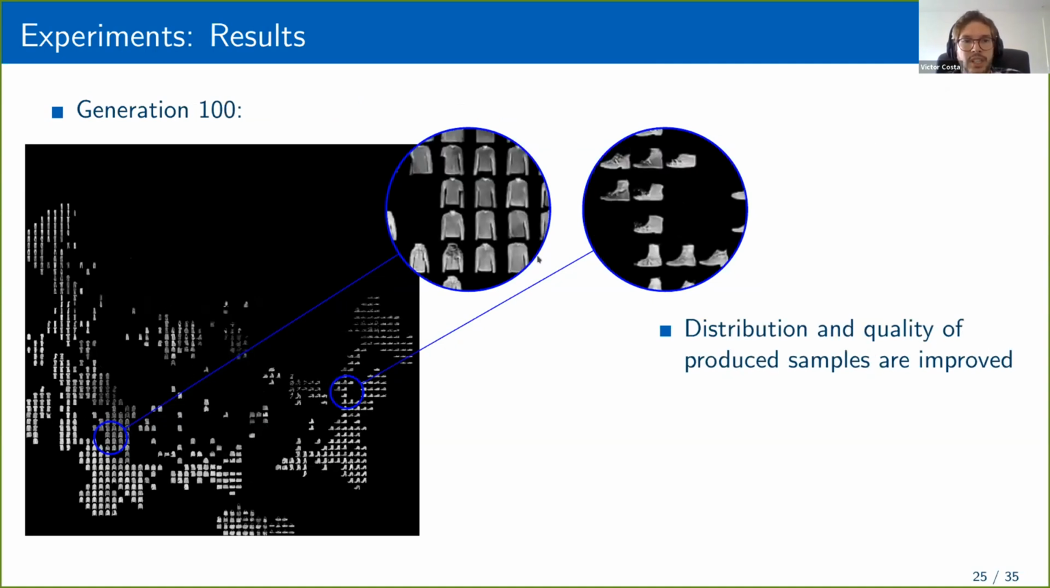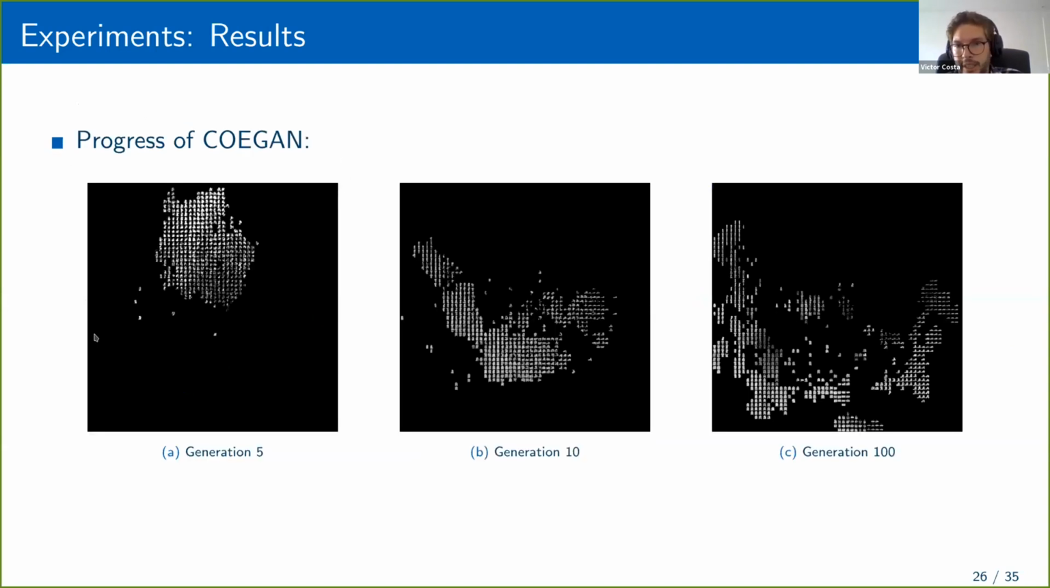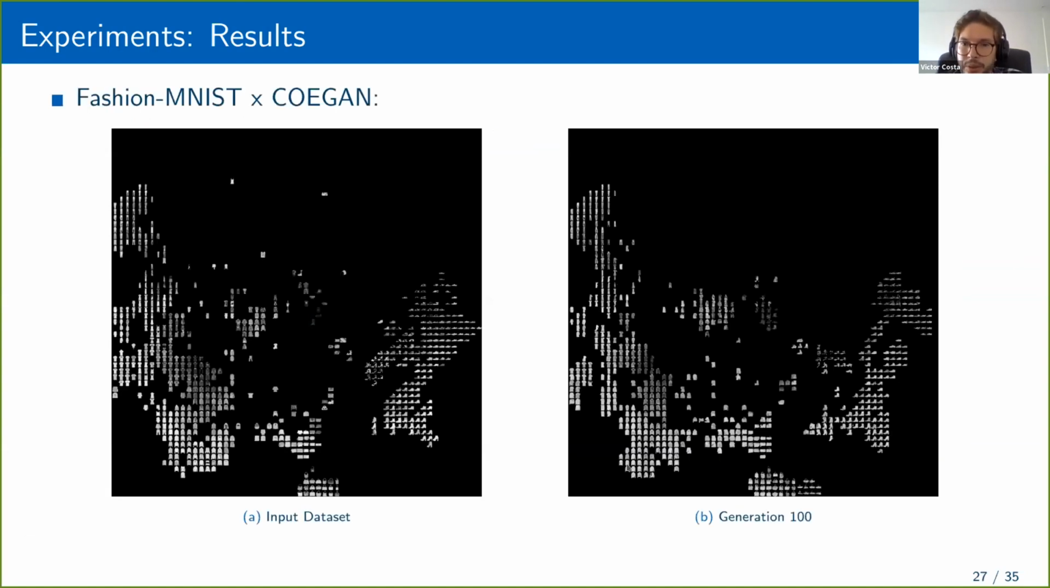And finally, in the last generation, we achieve good quality in the images, and also we can see that the distribution is similar to the input dataset. So here we can see the progress of the maps of COEGAN that starts with some concentrated region of the samples, and then those samples are spread through the map until the end that the images achieved a relatively good distribution. So when we take the final generation map and compare to the input distribution, we can see that the structure of the data is very similar.